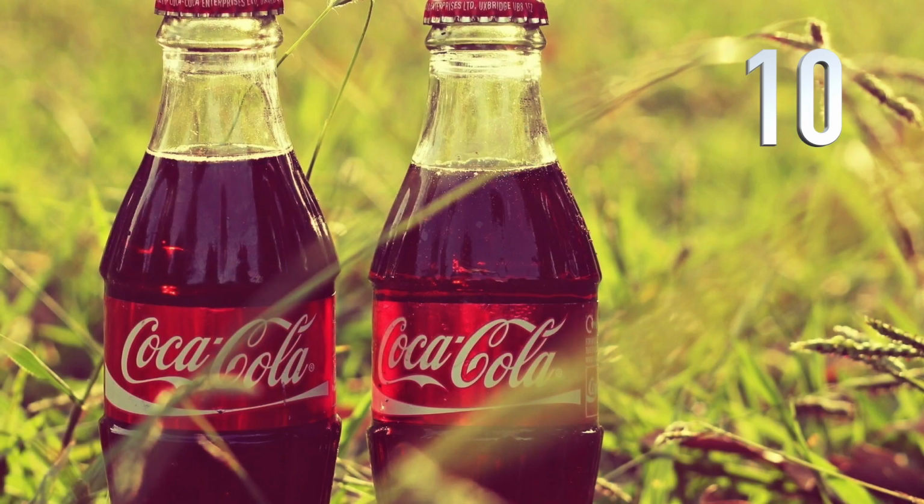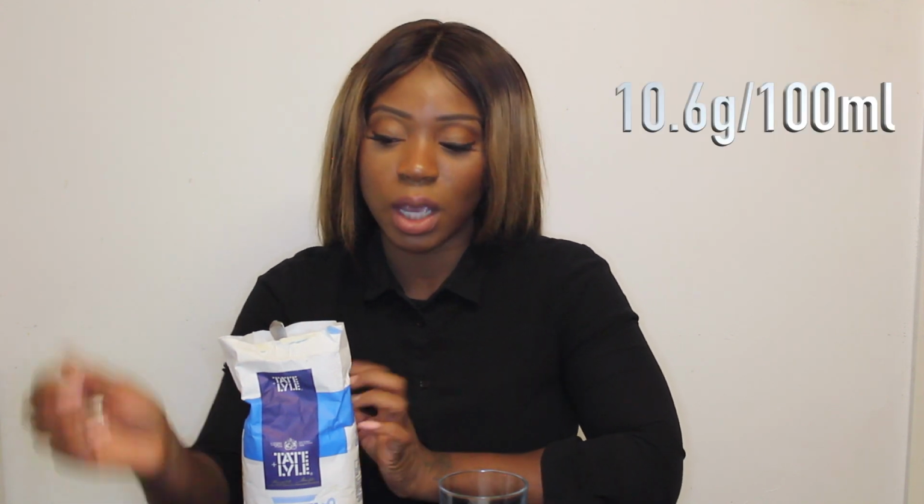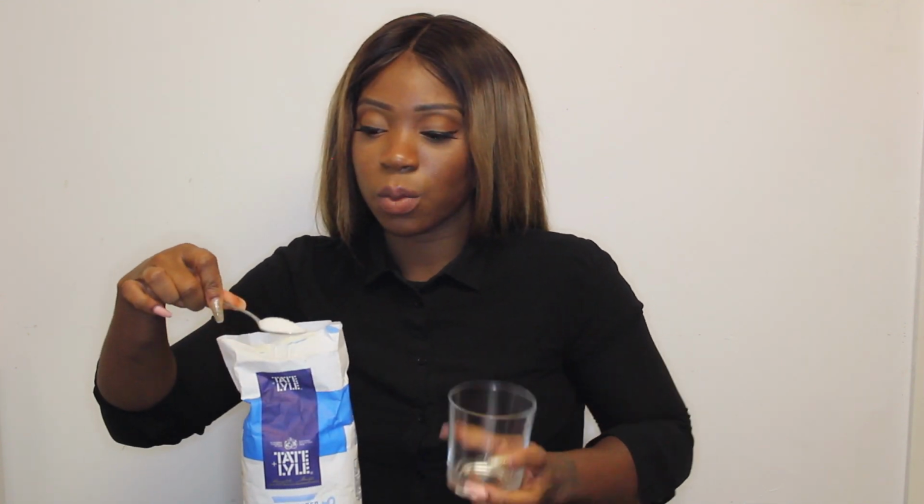So in at number 10 we have Coke, which I'm actually quite surprised about. I thought there was going to be way more sugar in it than there is. So Coke actually has 10.6 grams of sugar per 100 ml. So I'm going to just measure that out into my trusty glass. So we have 1 teaspoon. So 1 teaspoon is 4 grams.